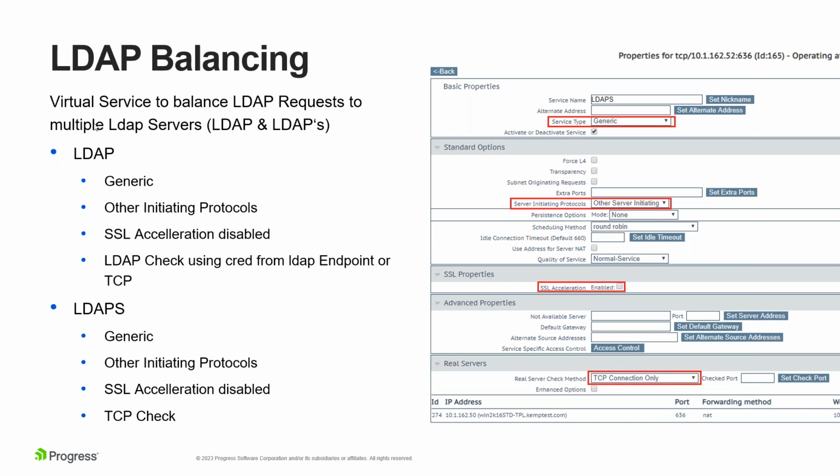So I kind of broke it down here for LDAP. It's generic, other initiating, SSL off, and you can do the LDAP endpoint for the health check if you want. And for the S, so for the secured options, the only difference is that you need to do the TCP check. So that's when you build a VIP to balance LDAP requests to your application servers.